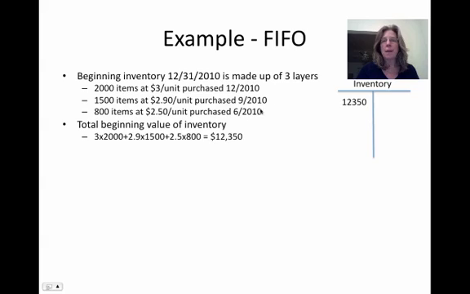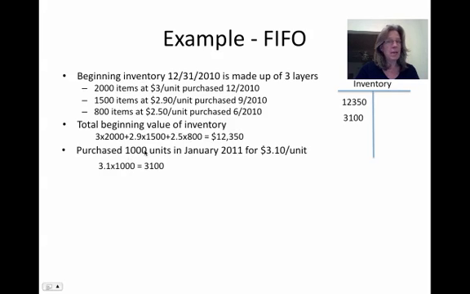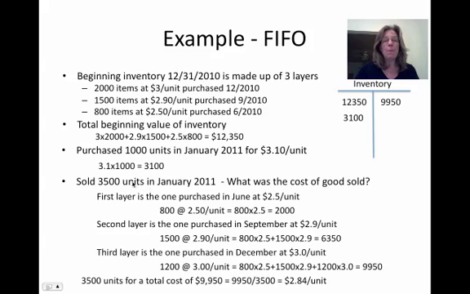Now we're going to look at the same example but under a FIFO system. In this case, we still have the same 3 layers, and the beginning inventory is still that same amount. Again in January, we purchased 1,000 units that gave us an additional $3,100 here. But we sold 3,500 just like before. In this case, we're using FIFO, so we're looking at the oldest items. The first layer we're going to look at is these 800 units that are at $2.50 a unit.